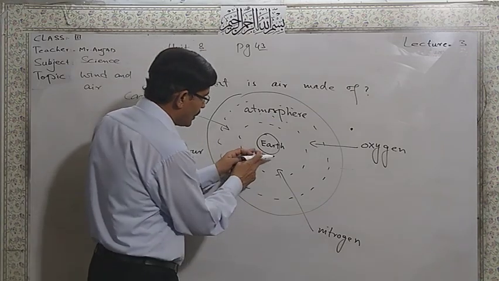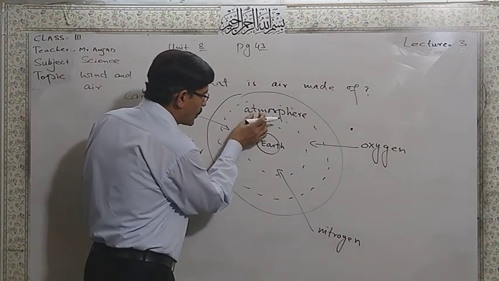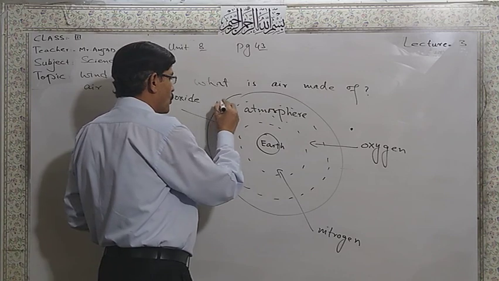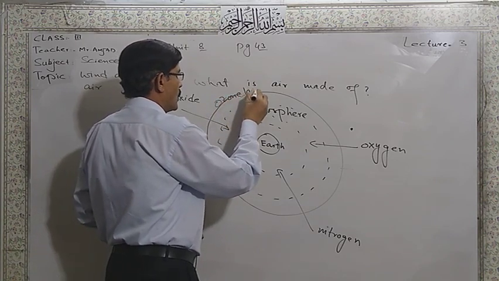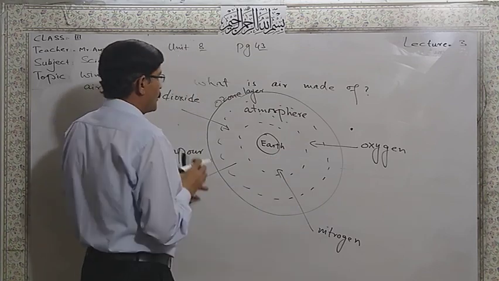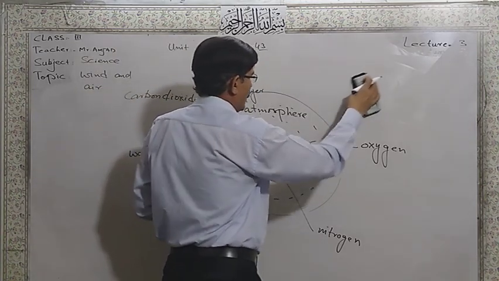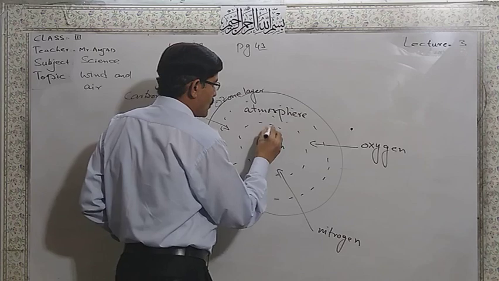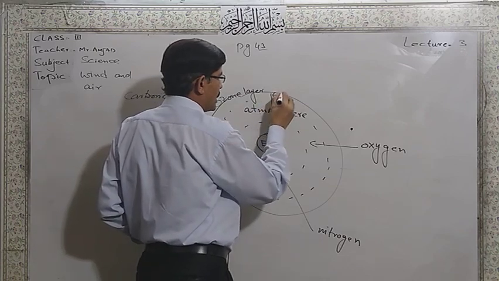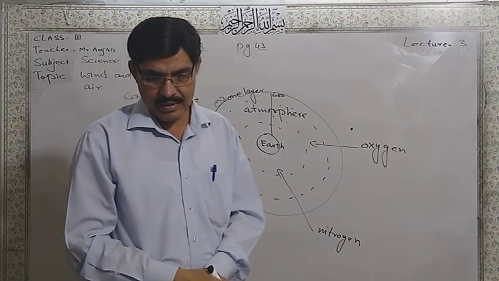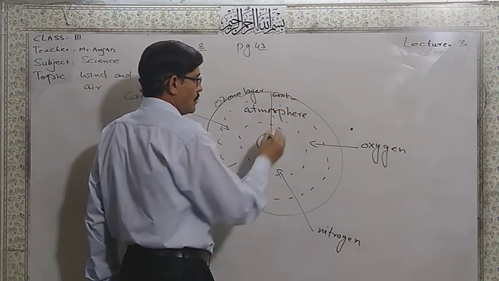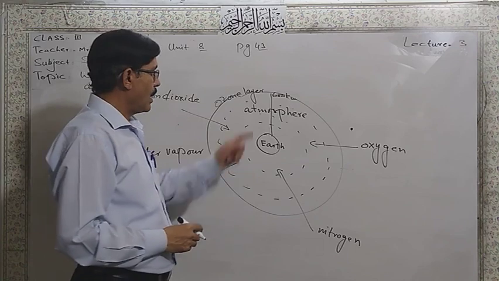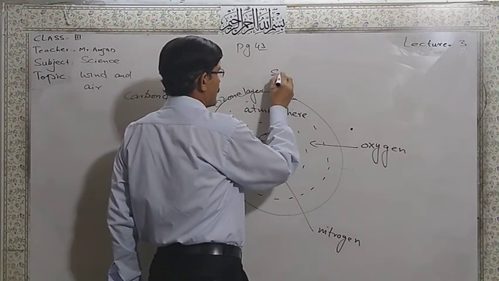Okay, this is our earth. Around it we have got the atmosphere. This is called the ozone layer. From here to here, it seems to be 600 kilometers above the earth. After this we have got the space.